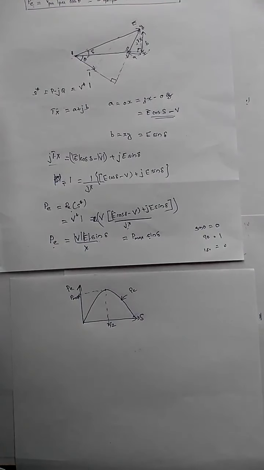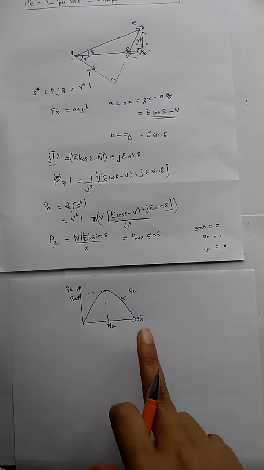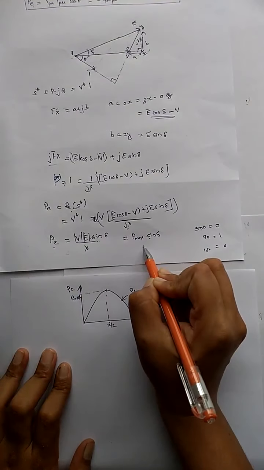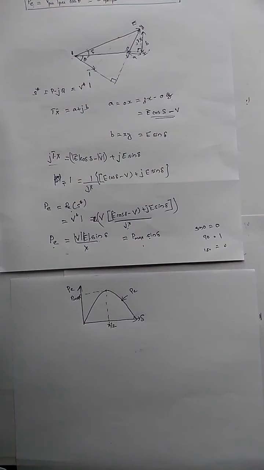We can call delta the rotor angle, node angle, or voltage angle; these are the different names of delta. Torque angle also you can say sometimes. So this is P max, and at pi by 2 it will be maximum. This relation we call the power angle relation, and this curve is the power angle curve. This was asked in a university question last year.